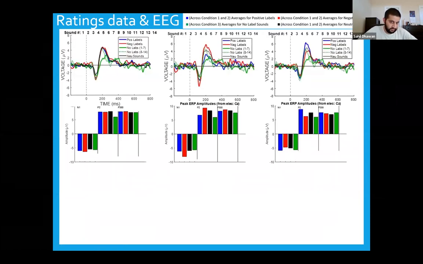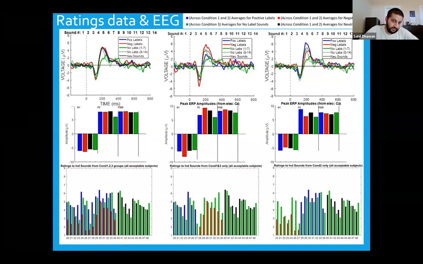And so here's our peak differences for peak N1, P2, and P300. And you can see there's also that big peak going on here, that big peak going on up here for our positive values. And then when you compare that to our ratings data, you can see there's something going on here.